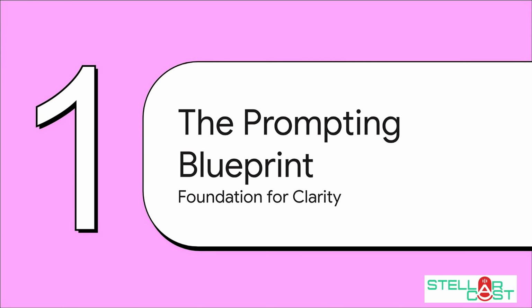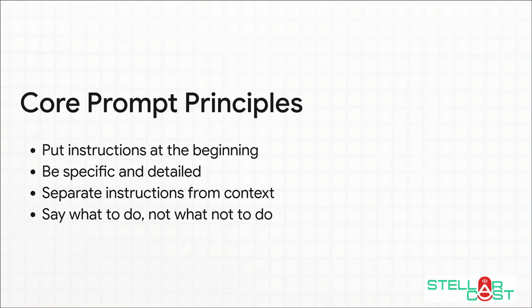All right, first up, the prompting blueprint. Think of these as the non-negotiables, foundational rules for building clarity into every single prompt you write. These core principles are absolutely critical. First, your instructions always go at the very beginning of the prompt, no exceptions. Second, be ridiculously specific and detailed. Vague prompts get vague answers.